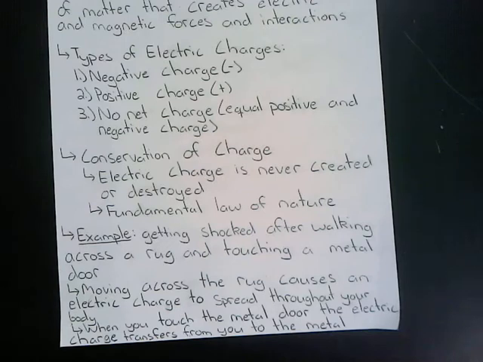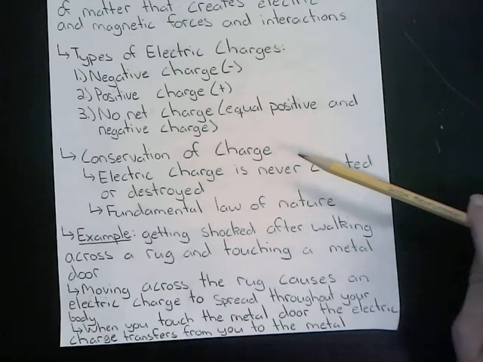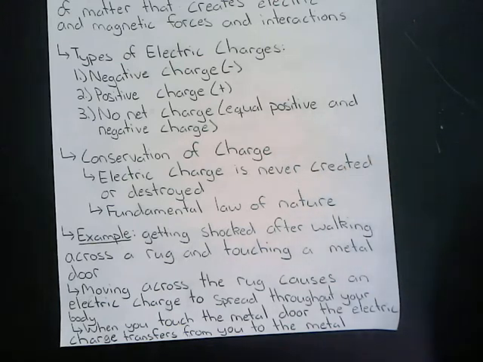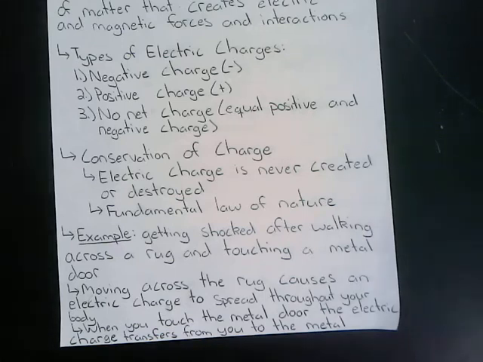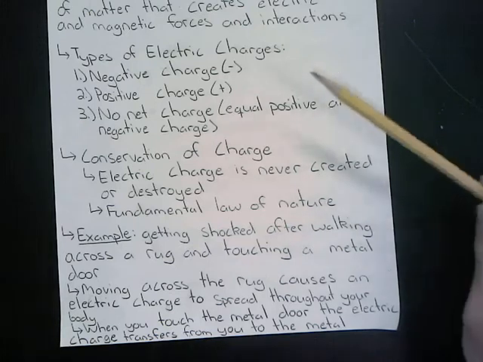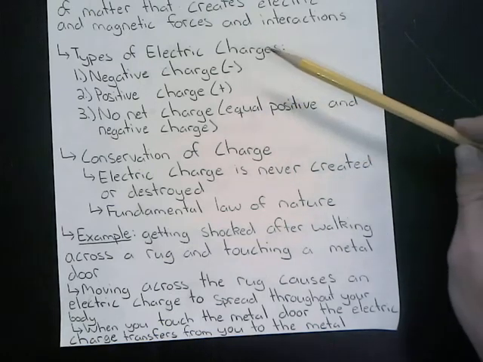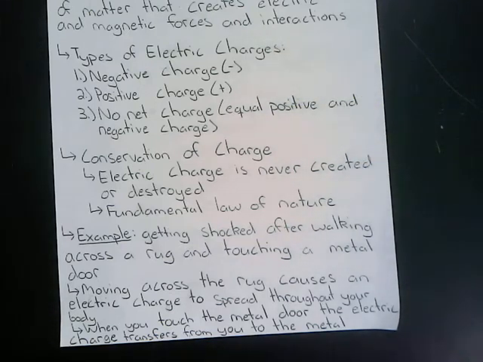So again, just emphasizing this, we have that electric charge built up from the friction of you walking across that rug, and then as you get shocked when you touch that doorknob, it transfers that electric charge. So we are abiding by that law of conservation of charge. Now what we need to talk about is the different types of charges, specifically relating to negative and positive charges, and going one step further.